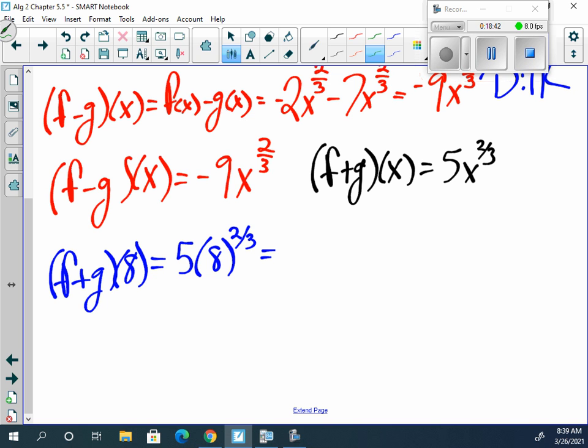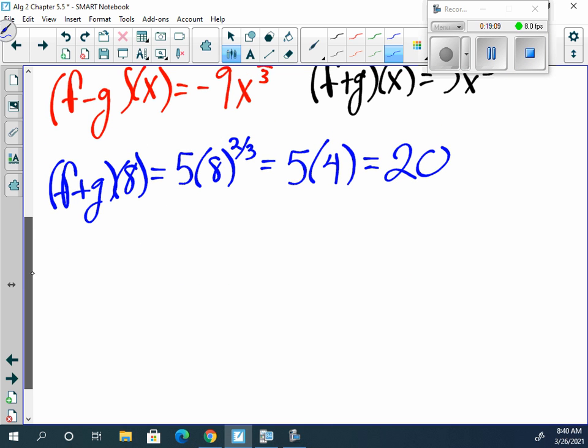Okay. Now, if we look at this here, well, 8 to the 2/3 is 4. And 5 times 4 is 20. So it'll give us the exact same thing. We could plug it into the original one, or we can plug it into the simplified version where we actually combine the functions. So either one of them will give us the same answer. It's just depending on which one we want to use.